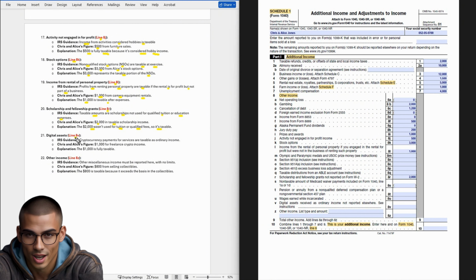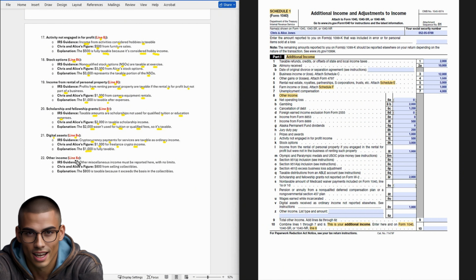Next, on line 8V, we have digital assets, and this relates to cryptocurrency payments for services. These are taxable as ordinary income. So Chris and Alice, $1,000 for freelance crypto income, and the $1,000 is fully taxable. So that would be included on line 8V, $1,000.